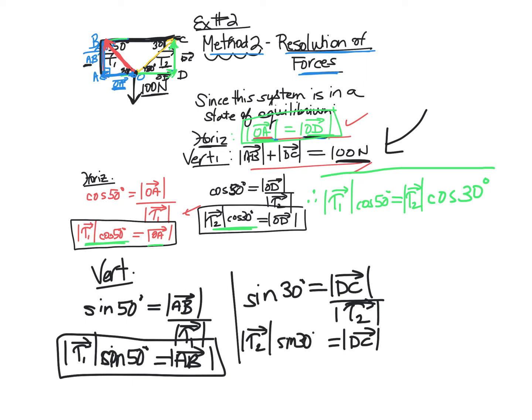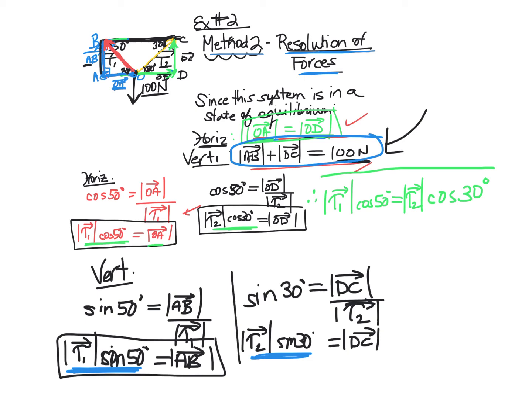Okay, so what am I going to do with these expressions? Now I have an expression that represents the magnitude of the AB vector, and I have an expression that represents the magnitude of the DC vector. What I'm going to do with them is plug them into this equation: the idea that since the system is in equilibrium, the sum of the magnitudes of the two vertical components that are pulling upwards is equal to the magnitude of the force pulling downwards. And what does that give me then?